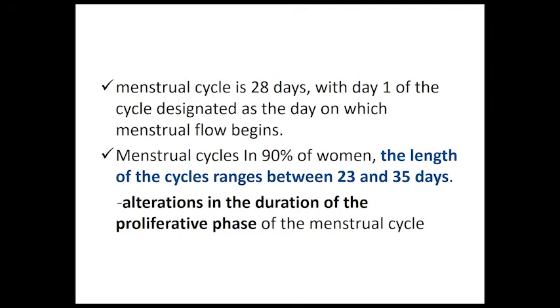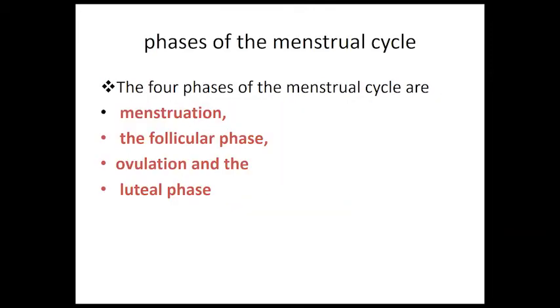In 90% of women, the length of the menstrual cycle ranges between 23 and 35 days. Alteration in the duration of the cycle can be there. So the phases of the menstrual cycle are, first, menstruation, then the follicular phase, then ovulation, and the luteal phase is going to occur.